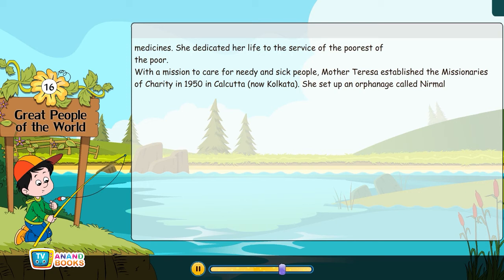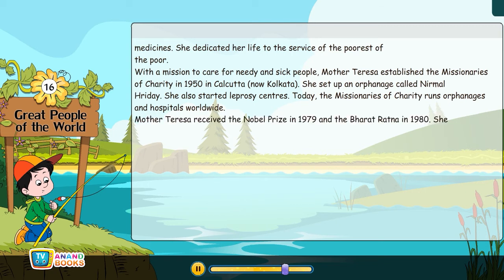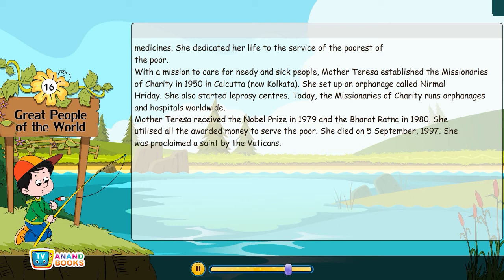She set up an orphanage called Nirmal Hriday. She also started leprosy centers. Today, the Missionaries of Charity runs orphanages and hospitals worldwide. Mother Teresa received the Nobel Prize in 1979 and the Bharat Ratna in 1980. She utilized all the awarded money to serve the poor. She died on 5th September 1997. She was proclaimed a saint by the Vatican.